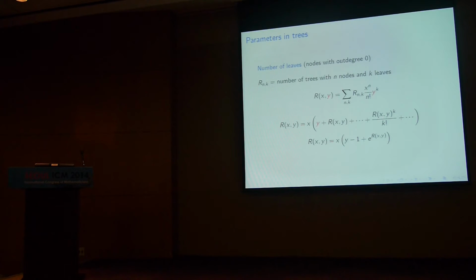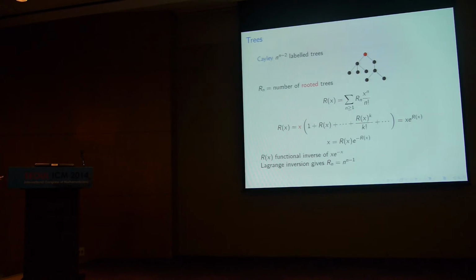And the key idea is that the same method allows you to analyze parameters in trees. I have chosen two basic parameters. The easiest one is the number of leaves. A leaf is a vertex of out-degree 0, right? So a leaf is a vertex like this. Here there are 5 leaves. So we want to understand the typical number of leaves in a random tree.